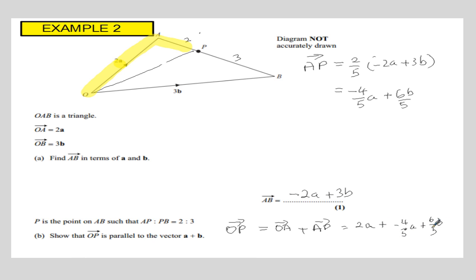So all we need to do now is collect like terms. So we've got 2A minus 4/5 A. Now 2A, let's write this here, 2A could be thought of as 10/5 of A. So I'm just going to write it in fifths so we can easily see these fractions. If I do 10/5 of A minus 4/5 of A, I'm left with 6/5 of A plus 6/5 of B. And if I factorise, then I've got 6/5 of A plus B.